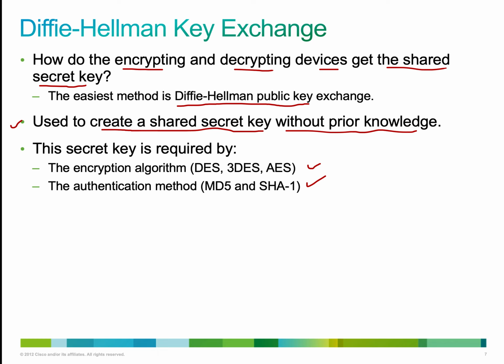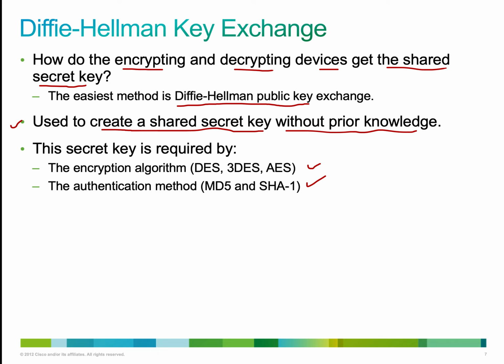So how do the encrypting and decrypting devices get the shared secret key in cryptography? The easiest method is to use what we call the Diffie-Hellman public key exchange. The simplest method to generate and share the secret key in cryptography is to use the Diffie-Hellman public key exchange.